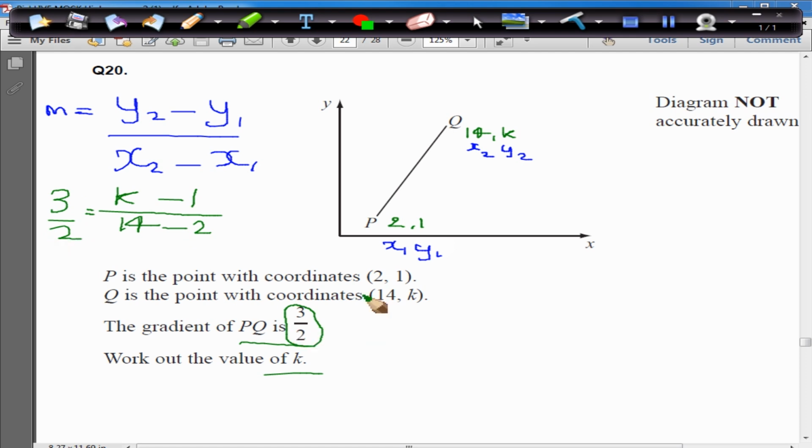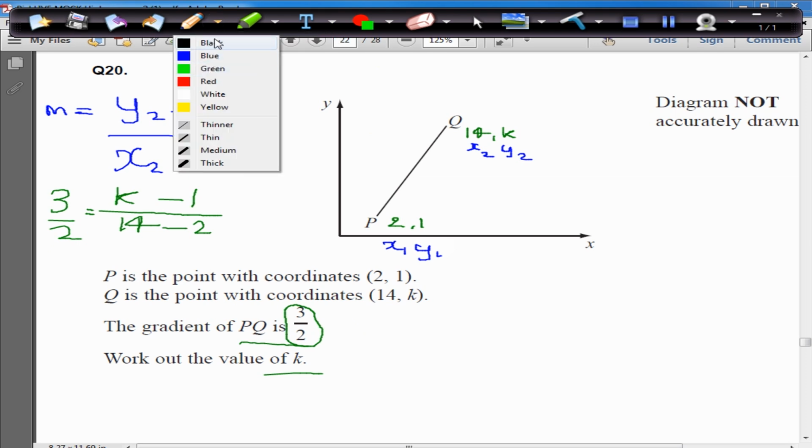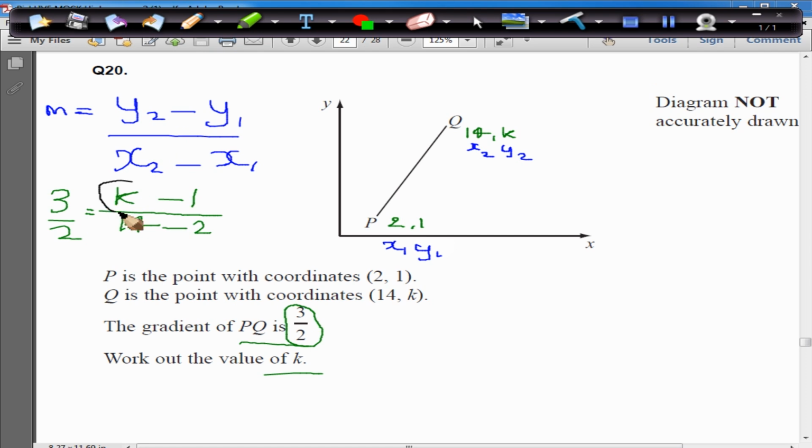Okay, now what do we need to work out in this particular instance? It says work out the value of K. So we need to work out this. So what should we do with the bottom part here? Take it to the top. That's right, take all of this, dividing by 14 minus 2, we have to times it by 3 now. So 14 minus 2 is 12, times by 3 is 36. So 36 is equal to K minus 1 divided by 2, and then the opposite of divide by 2 is times by 2.